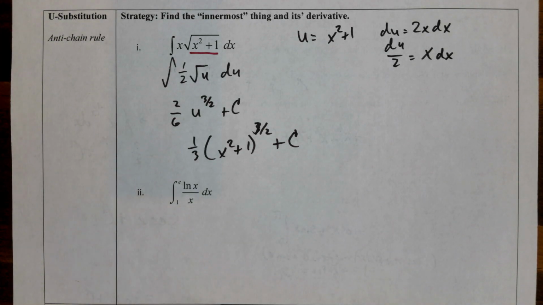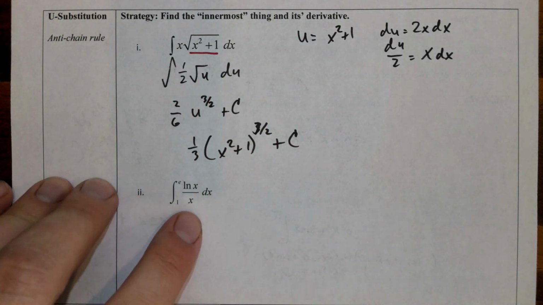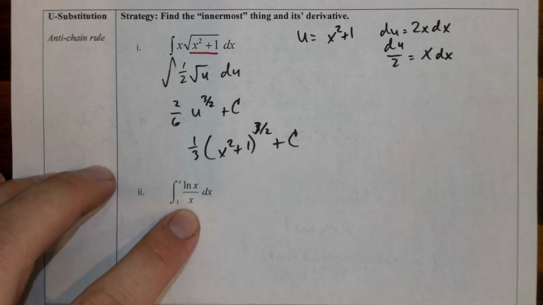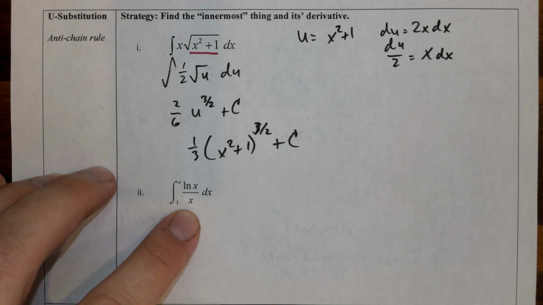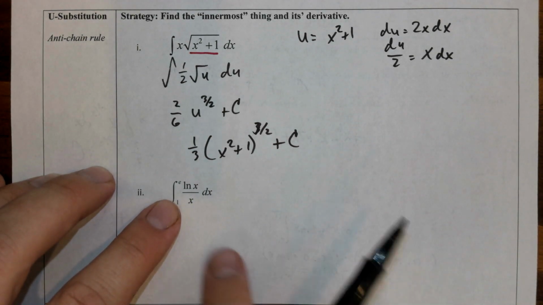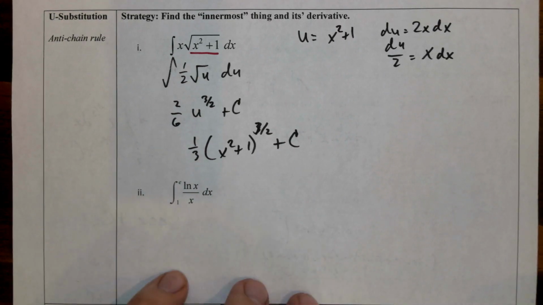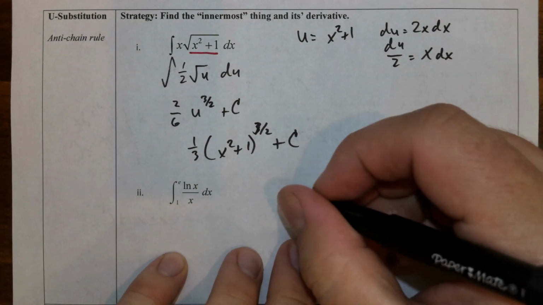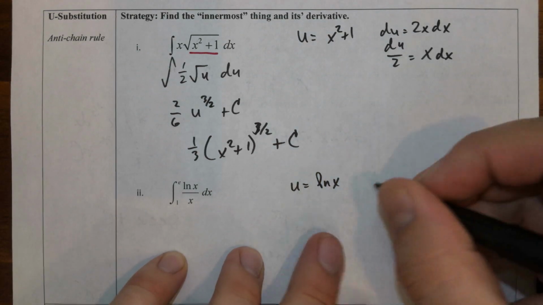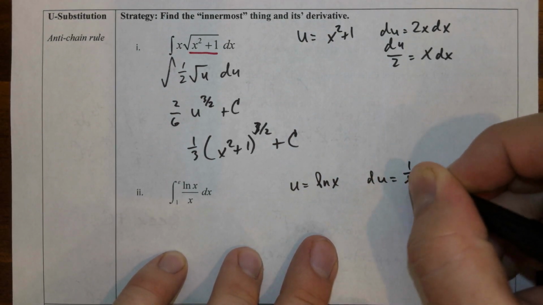Even on to the next one. There is no innermost function. But what I can definitely tell you is that I'm never going to put u in the basement. I'm never going to put du in the denominator. So I definitely want to target ln x as my u. At least that's my first try. And if I mess up, oh well, I'll try something different.